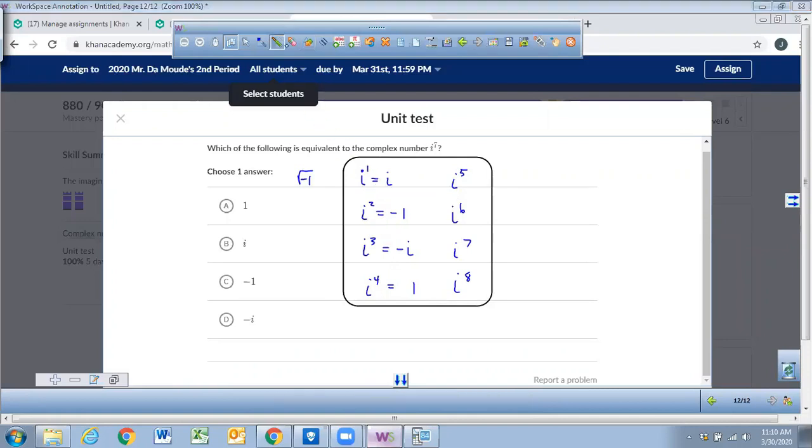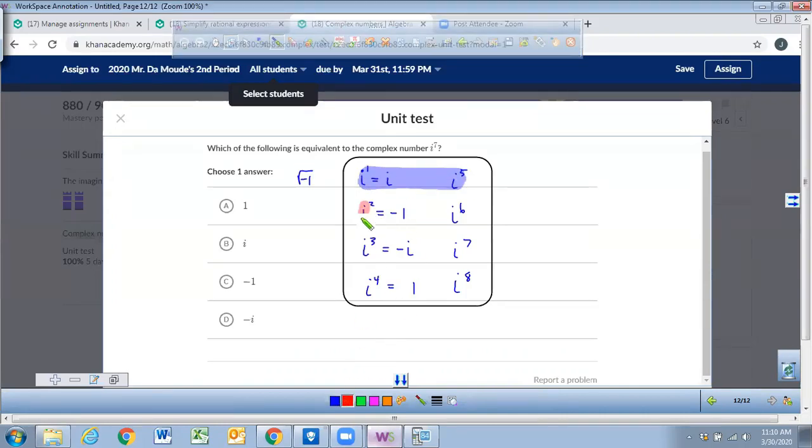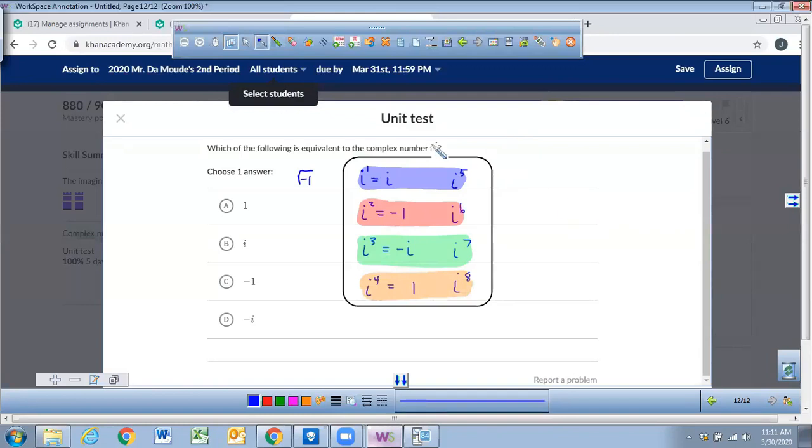Understand it always goes in groups of 4. So anything in this row will just be i. Anything in this row will equal negative 1. Anything in this row will equal negative i. And last but not least, anything down here will equal 1. But what if we had a more difficult one? I don't like i to the power of 7.